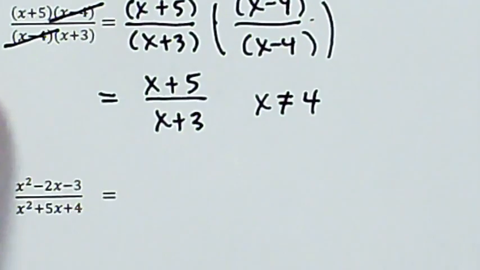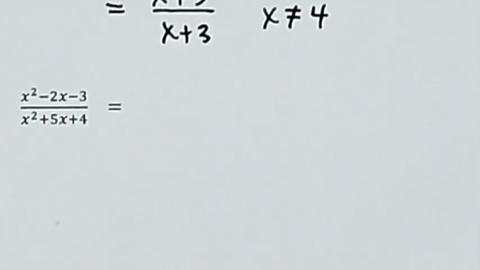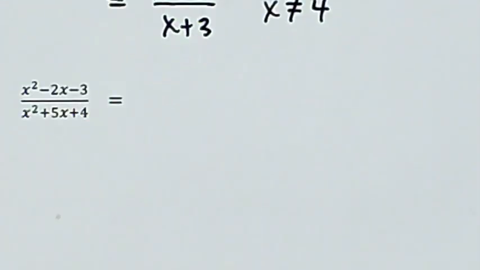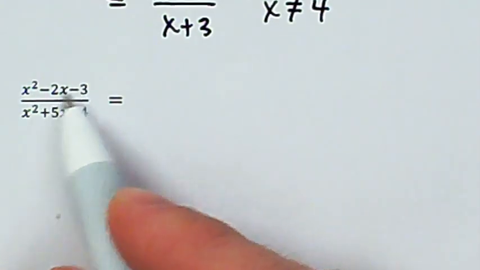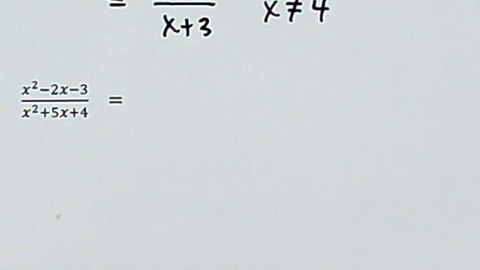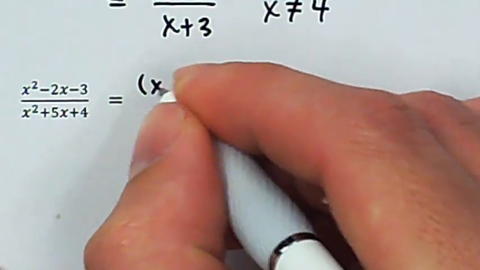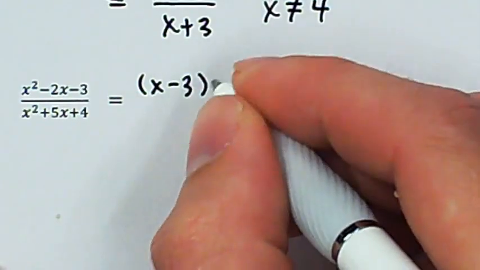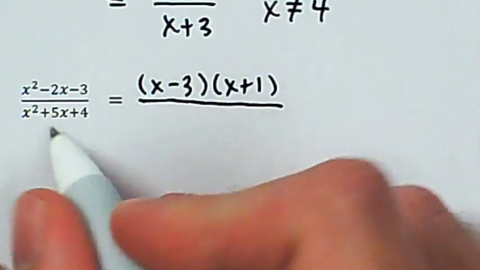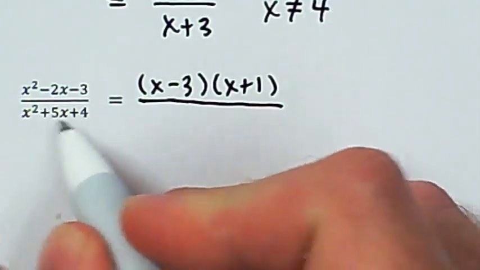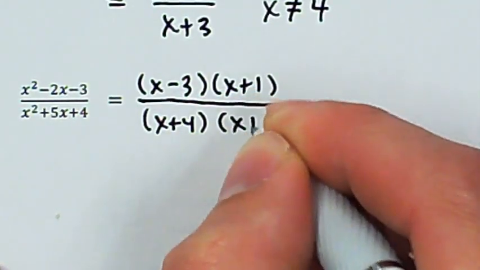Now this next one, we're going to have to do the factoring work ourselves. But that's going to be very typical in this class. You're going to be expected to do a lot of factoring in this unit. So I'm going to be thinking of two numbers that multiply to -3 while adding to -2. To me, that's feeling like -3 and +1. So that's going to be x minus 3 times x plus 1, divided by two numbers that multiply to 4 and add to 5. I'm thinking +4, +1. So x plus 4, x plus 1.